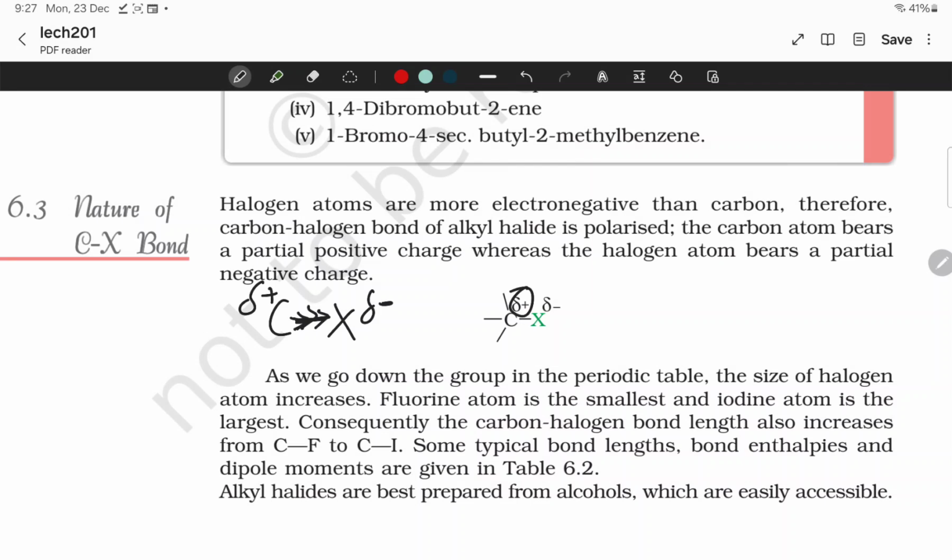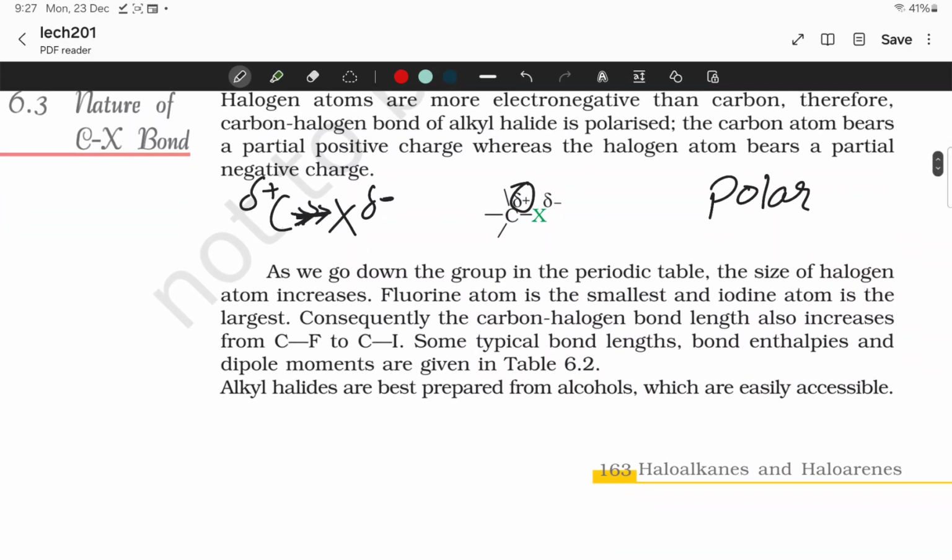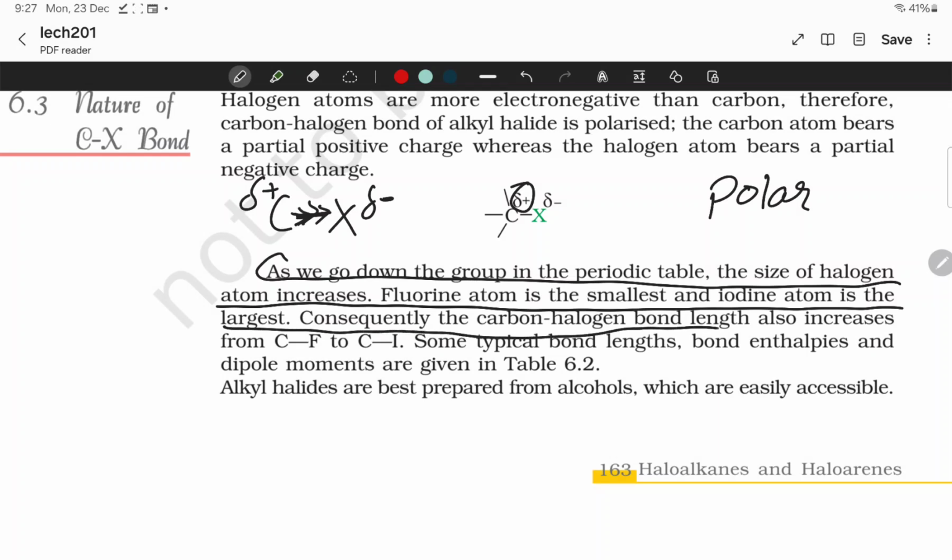So they are telling that the bond in a haloalkane is what? Polar in nature. Okay, that's the thing. As we go down the group, the size of the halogen atom increases. Fluorine atom is the smallest, iodine atom is the largest. Consequently, the carbon-halogen bond length also increases from C-F to C-I. So typical bond length, bond enthalpy and dipole moments are given in Table 6.2.